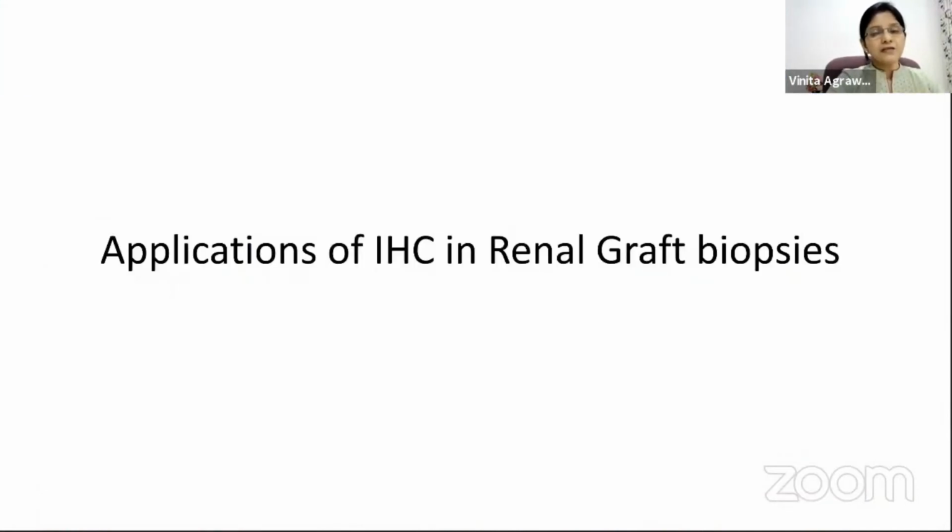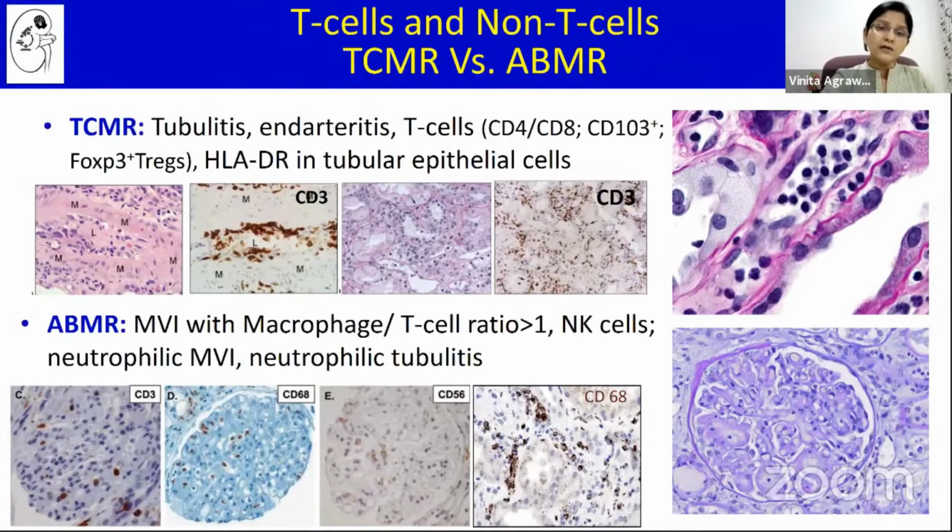Coming on to the applications of immunohistochemistry in renal graft biopsies. In renal graft biopsy evaluation, immunohistochemistry has become a part of the normal procedure. We do not routinely do it, but it is important to understand that T-cell mediated rejection and antibody mediated rejection may have different profiles. TCMR is usually the tubulitis, the endarteritis, and the peritubular capillaritis is associated with predominance of T cells.